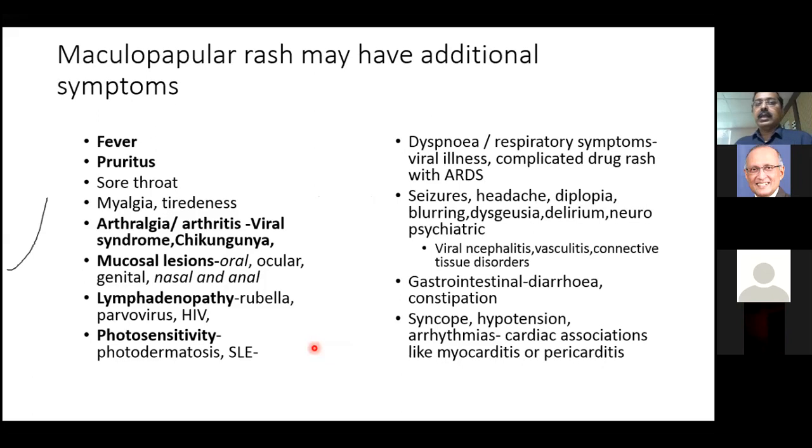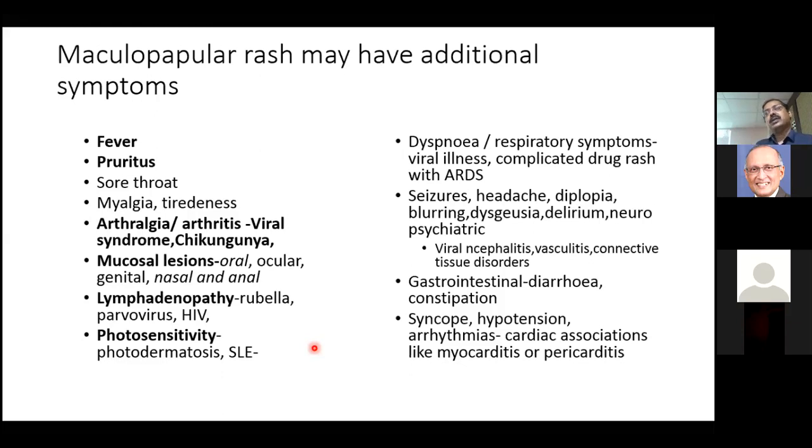Now, these patients with maculopapular rash may have additional symptoms which may provide some clues. There are maculopapular rashes with fever. There are maculopapular rashes with pruritus and without pruritus. There are rashes with arthralgia and arthritis, which may suggest, for example, part of a viral syndrome or something like chikungunya, or, as I mentioned, Still's disease. Or some patients may have mucosal lesions.